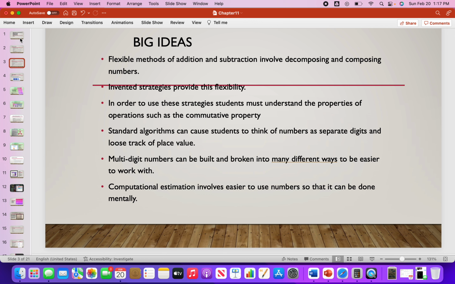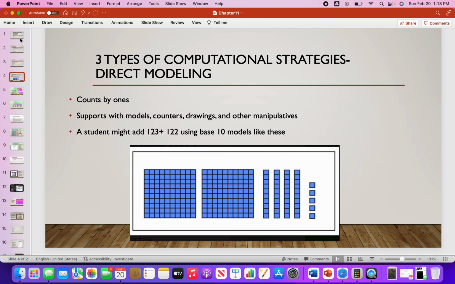The big ideas are flexible methods for addition and subtraction. Invented strategies provide this flexibility. In order to use these strategies, students must understand the properties of operations, such as the commutative property. Standard algorithms can cause students to think of numbers as separate digits and lose track of place value. Multi-digit numbers can be built and broken into many different ways to be easier to work with. And computational estimation involves easier to use numbers so that it can be done mentally.